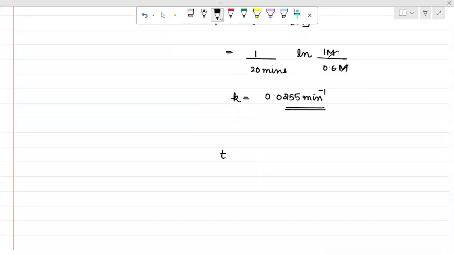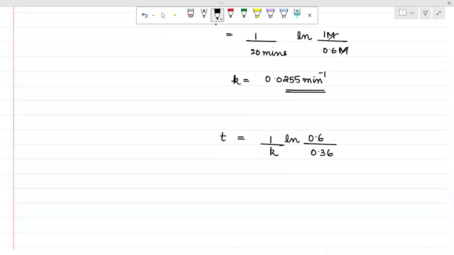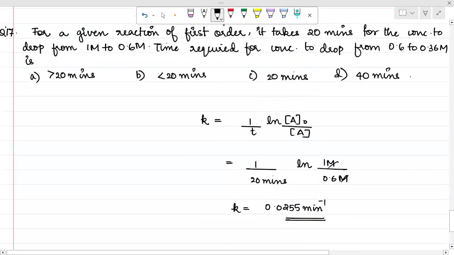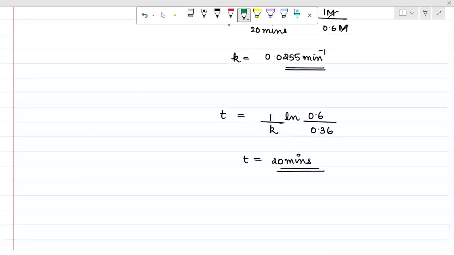Now the concentrations have changed. So we have to find the time at which, 1 by K you already know, initial concentration is 0.6 and the time required to drop it to 0.36. That's all. You have to put this value of 0.0255 over here. Take your calculator, solve it, and you will get exactly 20 minutes. 20 minutes, option C. Very easy question. Option C.